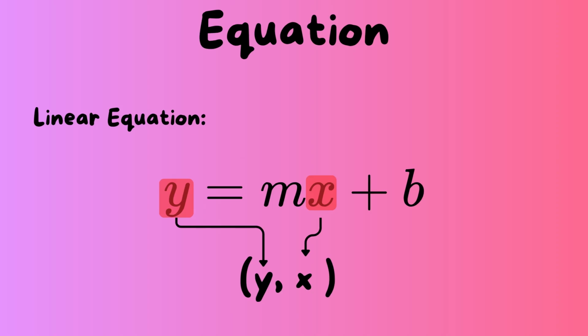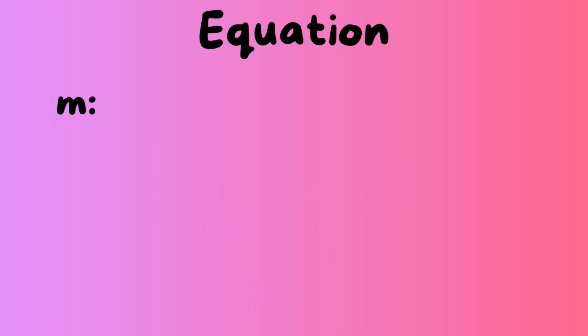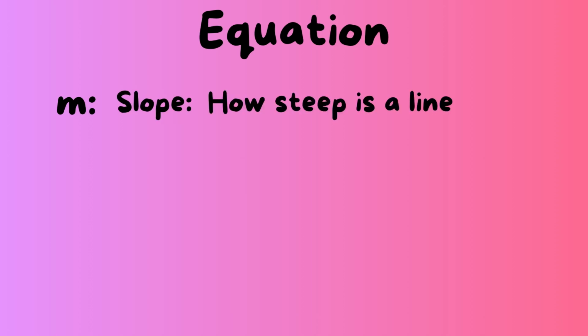Now, let's look at the two most important numbers in this equation, m and b. First, we have m. The number m is called the slope, and it determines how steep the line is. To understand slope, imagine moving from one point on the line to another. As you move, two things can happen. You move up or down, or you move left or right.